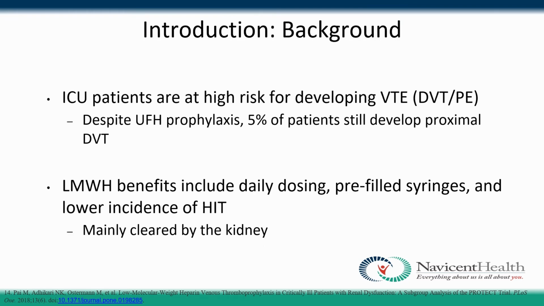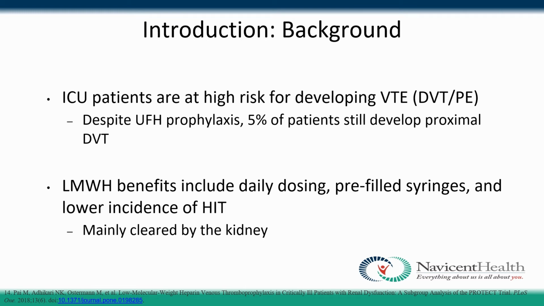For the background, ICU patients are at high risk for developing VTE, including DVT and PE. Despite unfractionated heparin prophylaxis, 5% of patients still develop proximal DVT. Low molecular weight heparin can be an agent to consider for these patients because benefits can include daily dosing, pre-filled syringes, and lower incidence of heparin-induced thrombocytopenia. The main downside of low molecular weight heparin is that it's mainly cleared by the kidney.